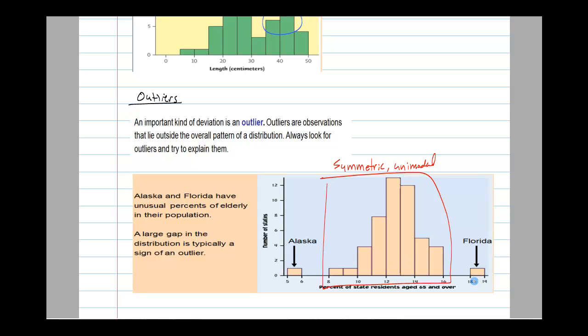So this looks to be extremely large, and Alaska looks to be extremely small. Again, this large gap between the bulk of the data and both of these states, Alaska and Florida, shows that these are outliers. An outlier we don't really have a rule for right now. Pretty soon we'll come up with something called the 1.5 IQR rule, but for now you analyze the data and look for something that deviates from those patterns.